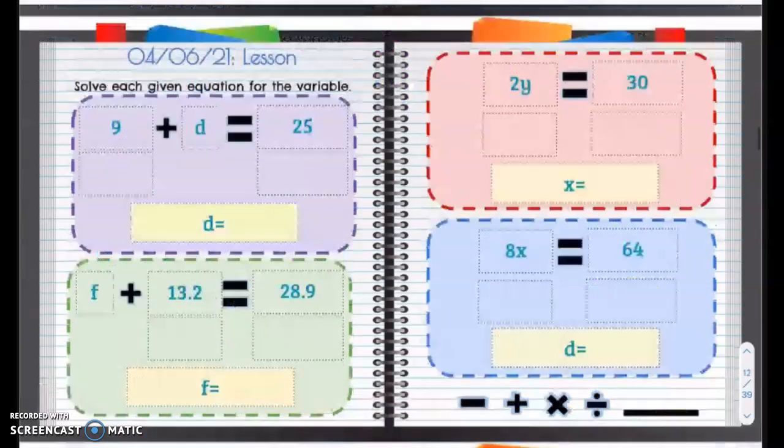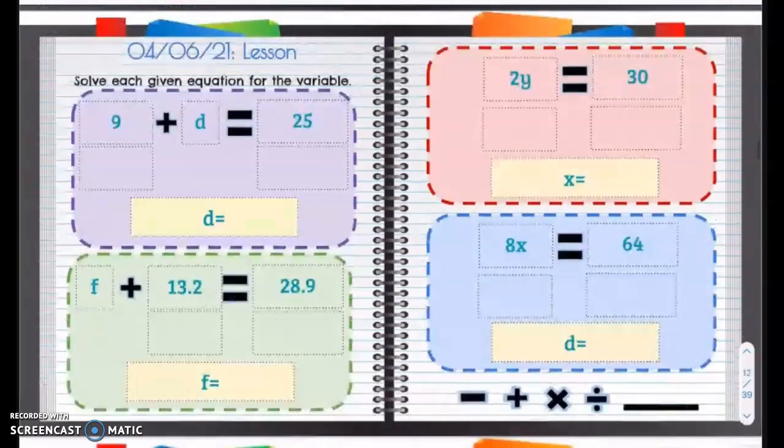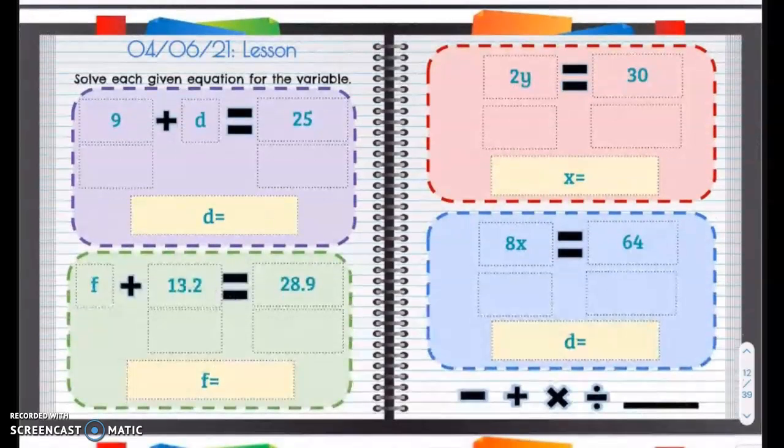So remember, we're going to do both here. So this next one, we're going to solve this for the given variable. So the opposite of adding is subtracting. So we're going to subtract 9 from both sides. Minus 9. That gets rid of that. So we're left with what that letter D equals, which is going to be whatever 25 minus 9 is, which should be 16.